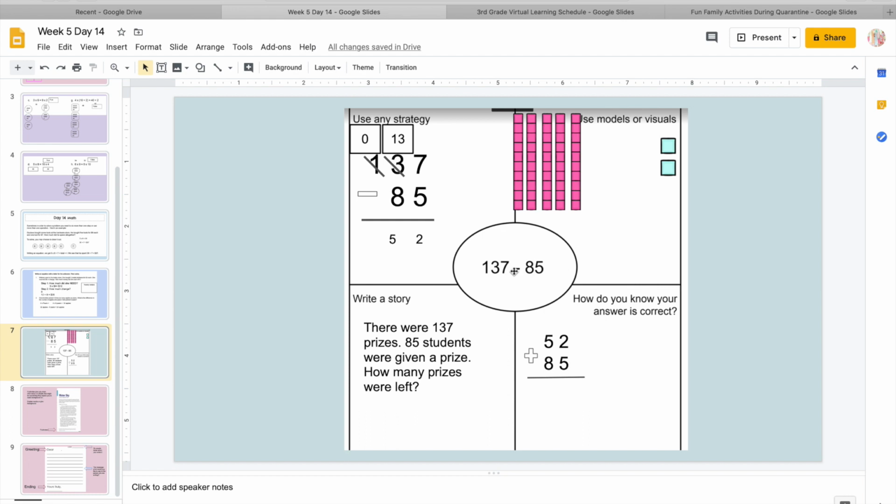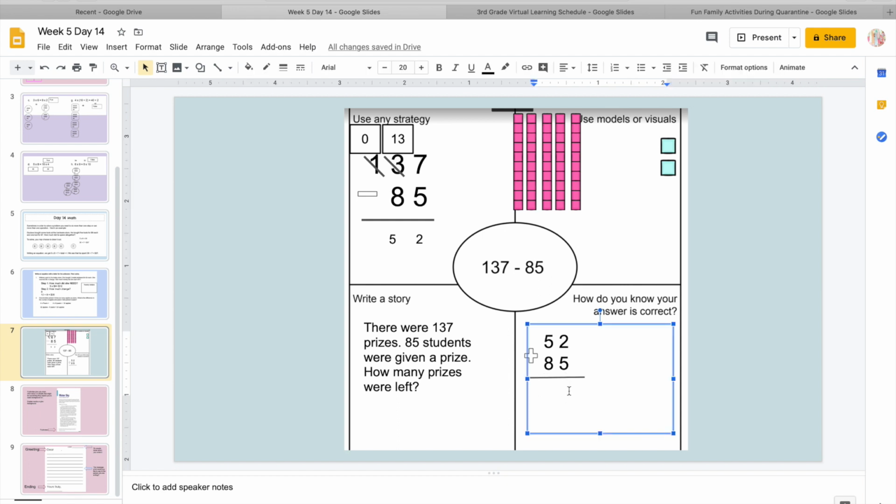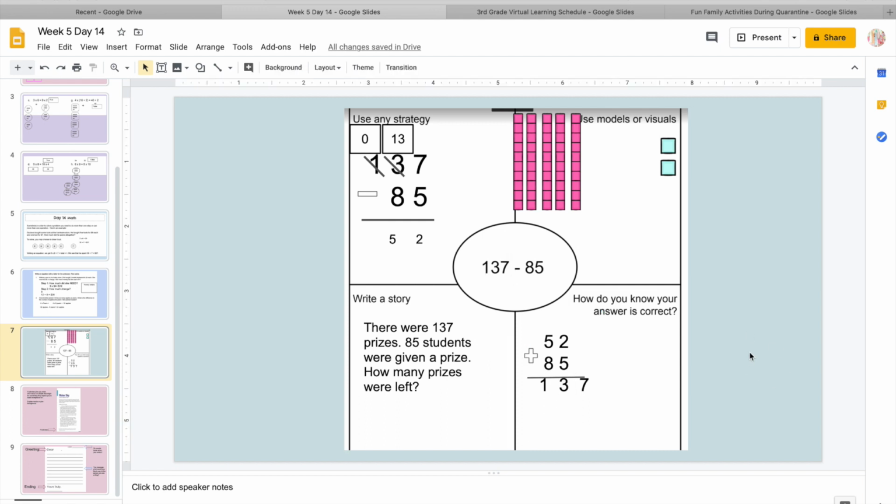Then it says, how do you know your answer is correct? So remember, you're going to do the inverse. So normally we've been working on multiplication, but the opposite of subtraction is addition. So we're going to add these two place value by place value. So 2 plus 5 is 7. And then 8 plus 5 is 8, 9, 10, 11, 12, 13. So I know it is 137, which was my starting number, so I know my answer is correct.